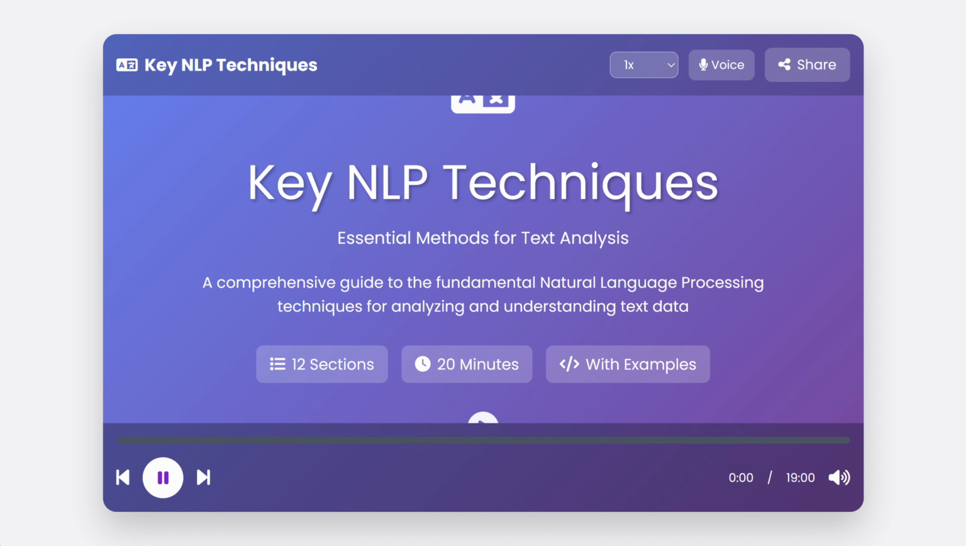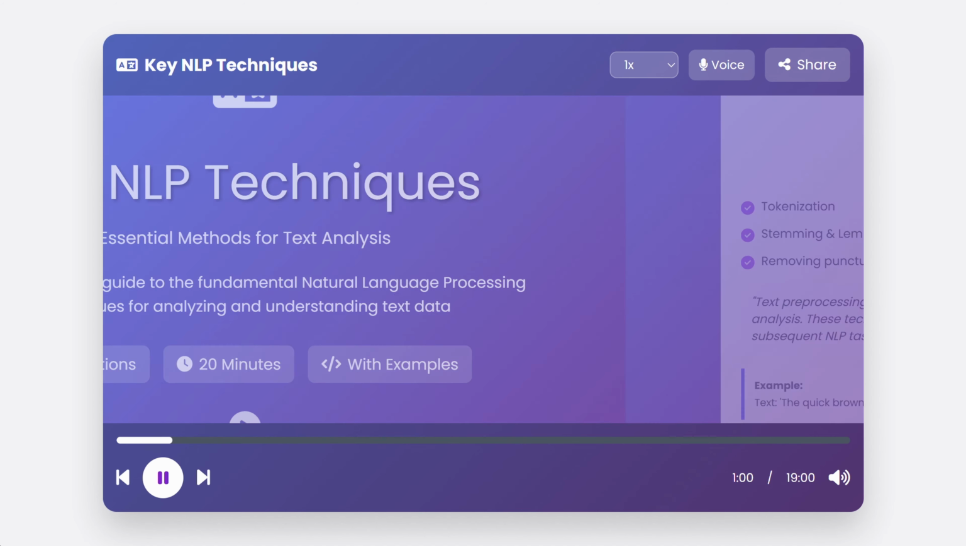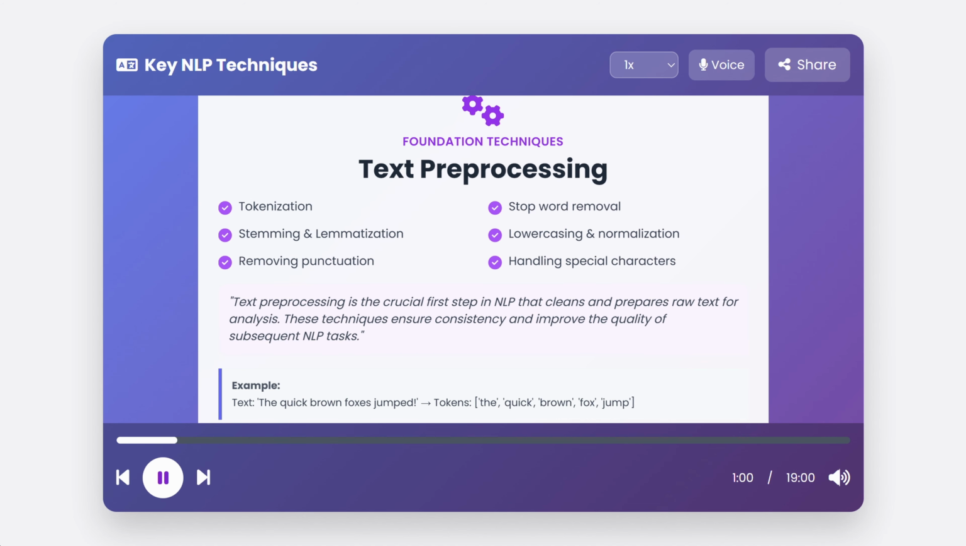Welcome to this comprehensive presentation on key NLP techniques for text analysis. In the next 20 minutes, we'll explore the fundamental methods that power modern natural language processing. From basic text preprocessing to advanced deep learning approaches, we'll cover each technique with practical examples and real-world applications. Whether you're new to NLP or looking to deepen your understanding, this presentation will provide you with a solid foundation in text analysis techniques. Let's start with text preprocessing, the foundation of all NLP tasks.